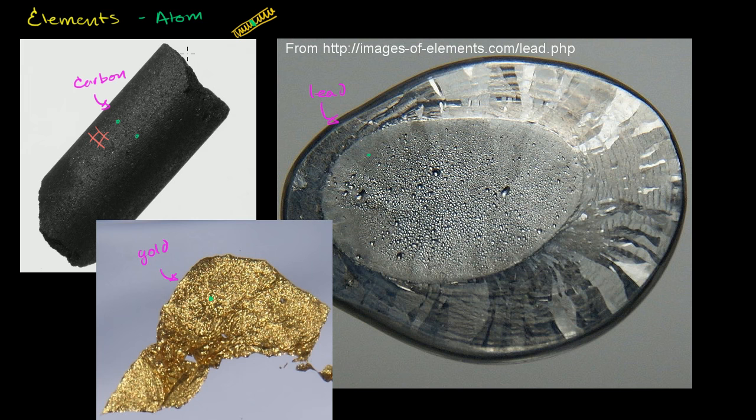So maybe there's 1,000 carbon atoms there, or 10,000, or 100,000. I would say no. There are 1 million carbon atoms, or you could string 1 million carbon atoms across the width of the average human hair. And that's obviously an approximation. It's not exactly 1 million, but that gives you a sense of how small an atom is.